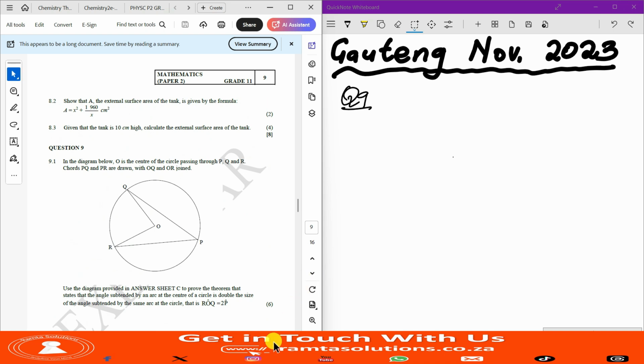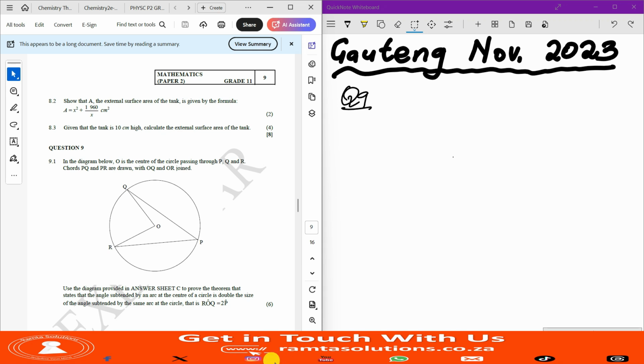All right. In the diagram below, O is the center of the circle passing through P, Q, and R. Chords PQ and PR are drawn with OQ and OR joined. Use the diagram provided in answer sheet C to prove the theorem that states that the angle subtended by an arc at the center of the circle is double the size of the angle subtended by the same arc at the circumference. That is, prove that angle ROQ is equal to 2P.